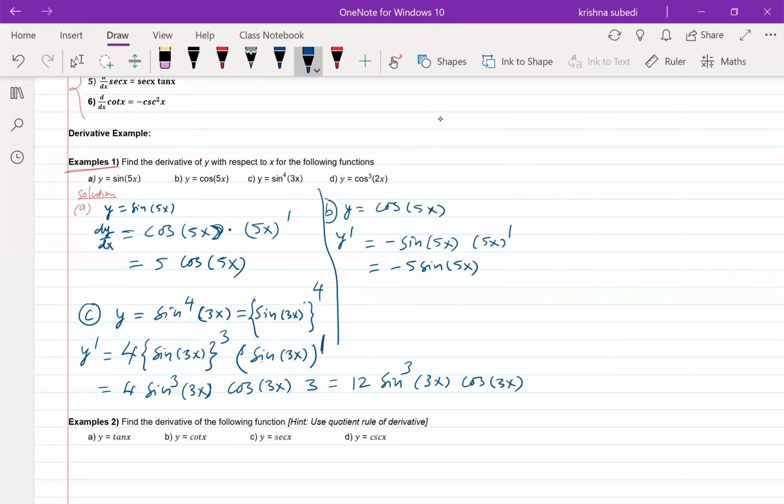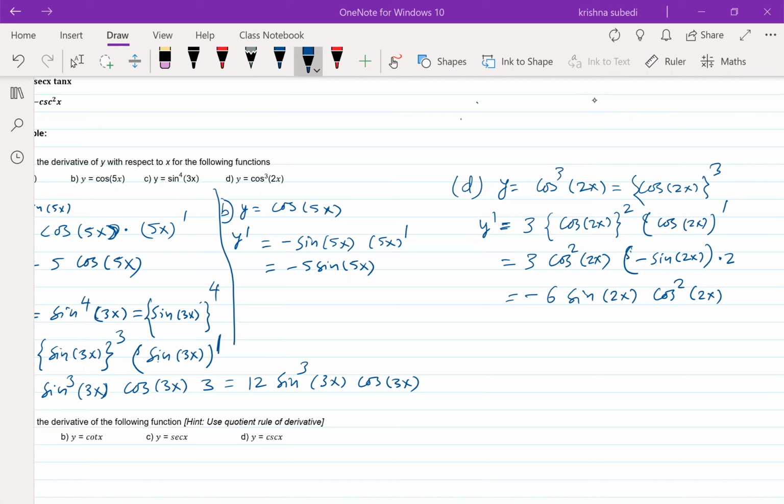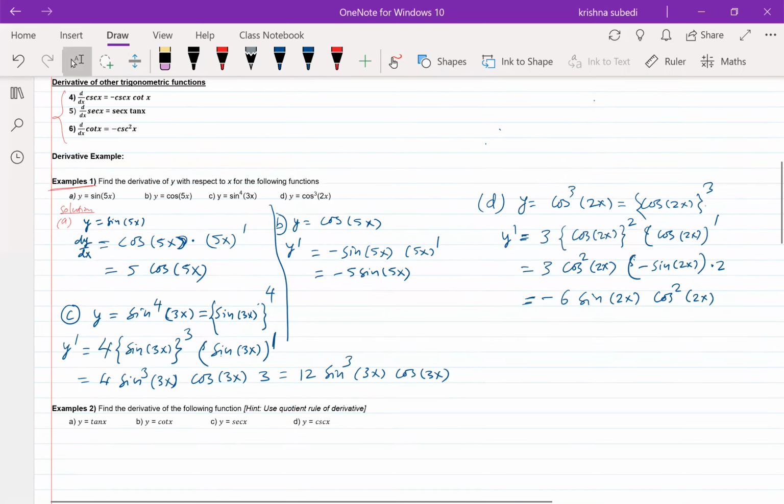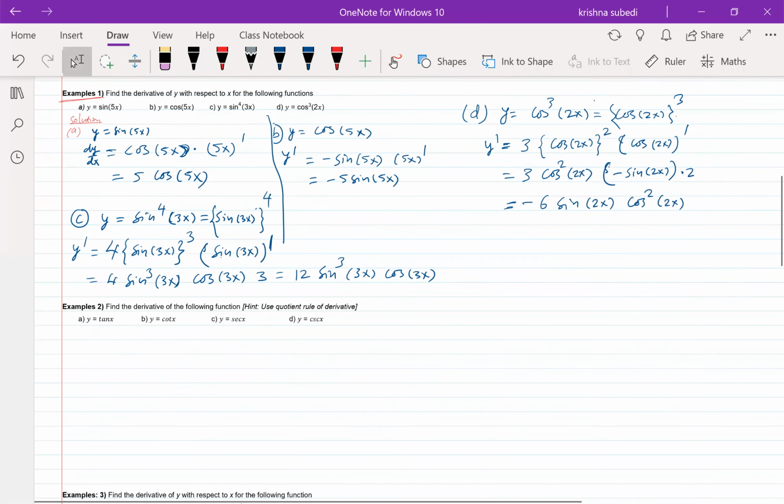Okay, guys, any questions so far? So for part D, we did the same thing as we did in part C. Pretty much we rewrote this and we used the chain rule twice. So our final answer is -6 sine 2x and cos square 2x. Okay, now let's go to example 2.